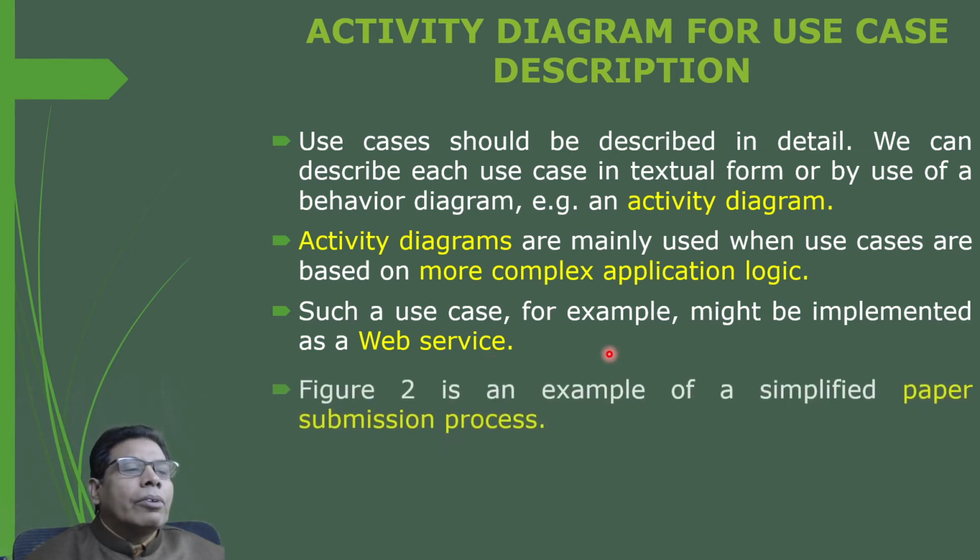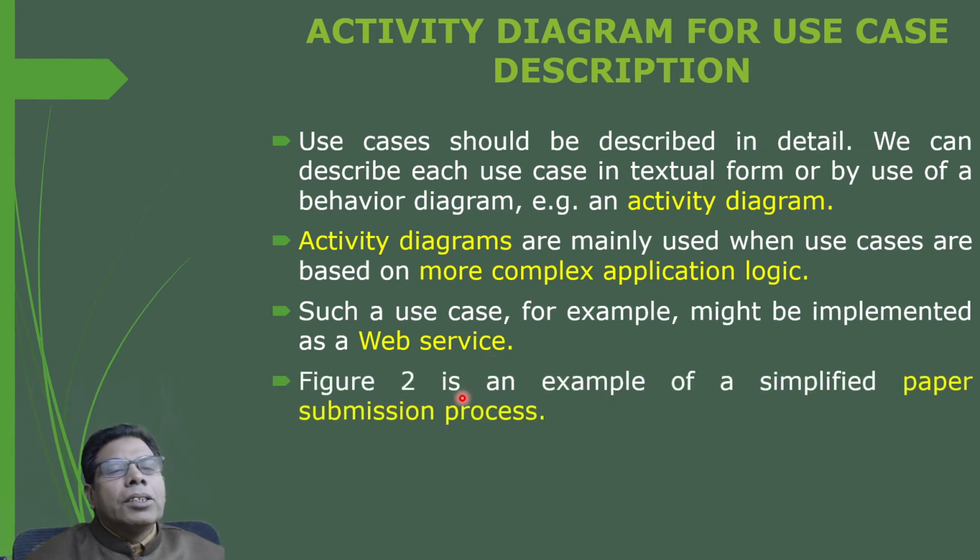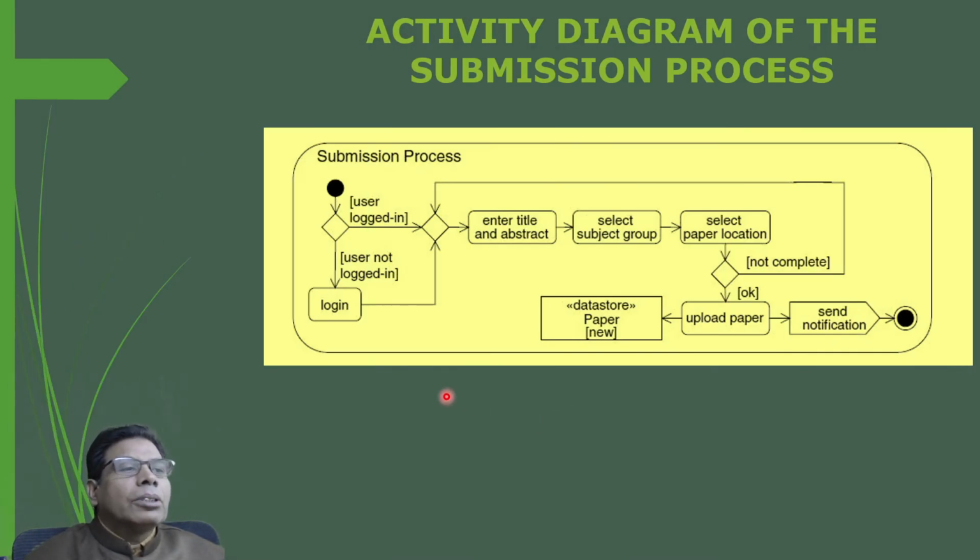Now here we are showing, as an example, a simplified paper submission process. So this is one part of the use case. So that will be represented with the activity diagram. Let us see. So here we have the submission process. So the user will log in first, and if he has not logged in, he has to log in. So once login is completed, then he can enter the title and abstract of the paper for submission. Then he has to select the subject group, then select the paper location. If all the steps are completed, then he can upload the paper.